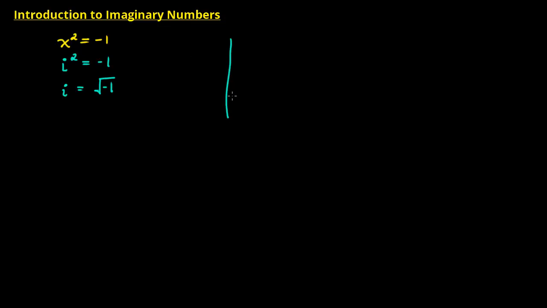Normally we have the real number system, and within the real number system we have the irrational numbers, the rational numbers, and the integers like 1, 2, 3, 4, 5, 6, 7, 8, 0, -1, -2, -3, -4. All of those numbers are contained in the real number system.